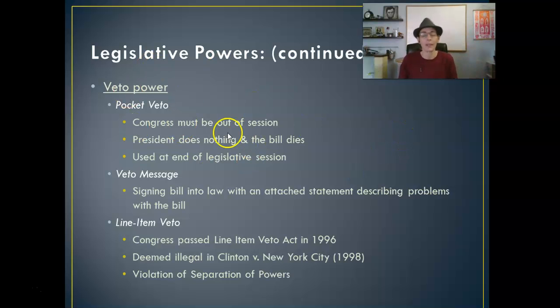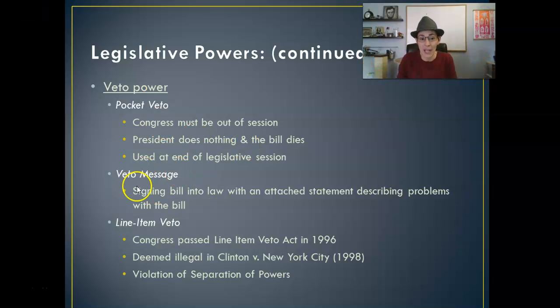Veto power. I forgot that I had this in the PowerPoint, so instead of asking me, I'll just tell you about it. Congress has to be out of session. So maybe they pass the bill, they vote on it, they send it to the president's desk, and then the session ends. They're going back to their home states. If the president does nothing, the bill ends up dying. If they send it to him and they're out of session, he can just wait, and then it'll die. This is used at the end of a legislative session. So he doesn't have to officially veto the bill. He can just let it sit there and it won't become law on its own.